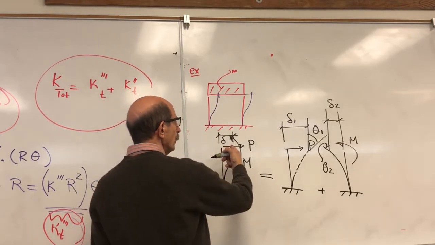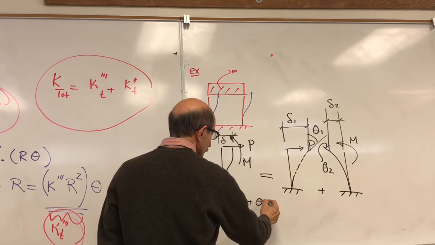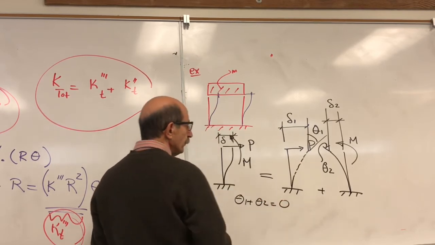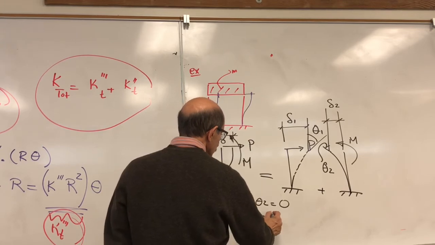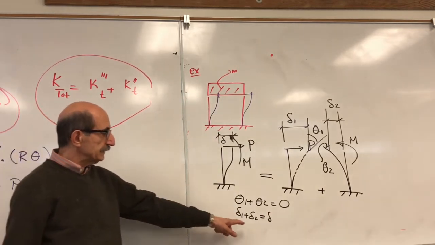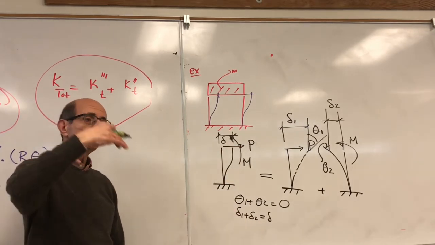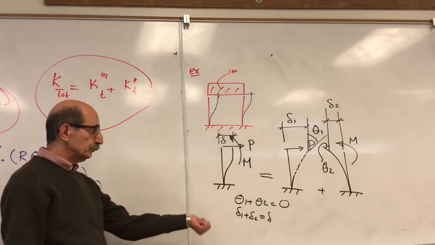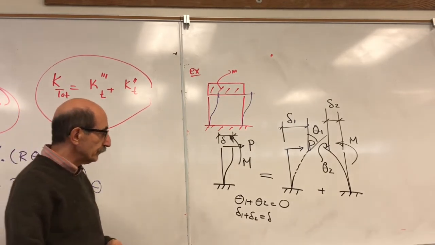I know that since no rotation takes place here, theta 1 plus theta 2 is equal to 0, and delta 1 plus delta 2 is the displacement that I want to find, because that is related to the applied load, and I can use the concept of stiffness to find the equivalent stiffness.